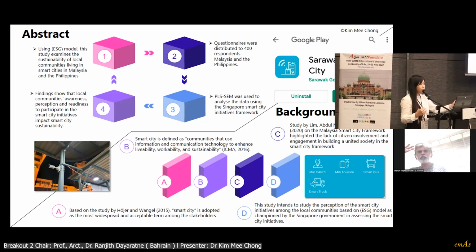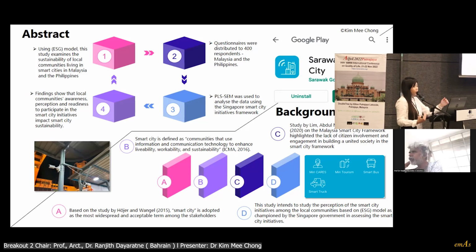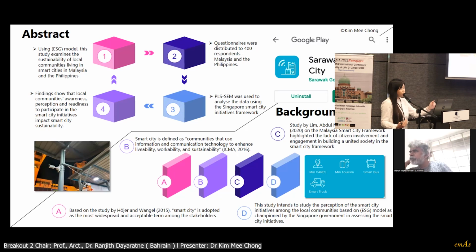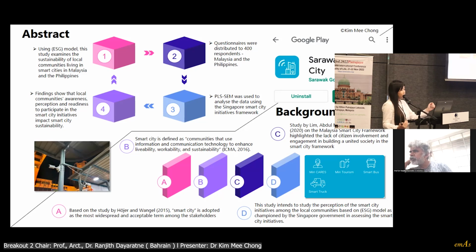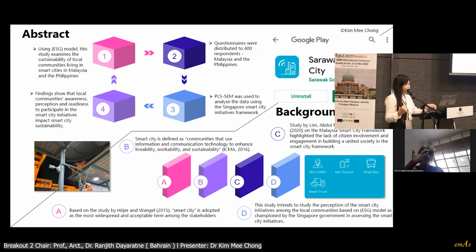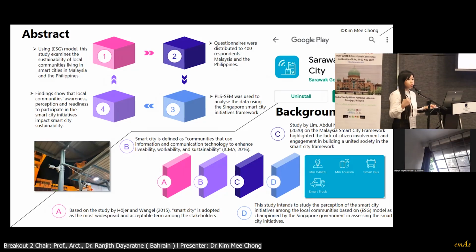So we have 2 sets of results, whereby we collected respondents from Malaysia and also in the Philippines. We were able to distribute 400 questionnaires, and our findings look into the community awareness, perception, and also their readiness to participate in the smart city initiative, to the impact of smart city sustainability. Smart city is actually a widespread and acceptable term among the stakeholders right now, and the government is also looking into this topic.